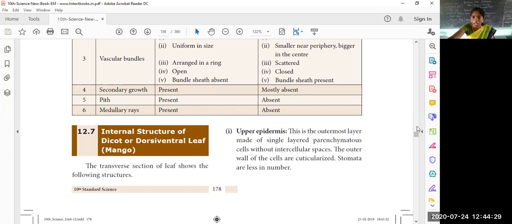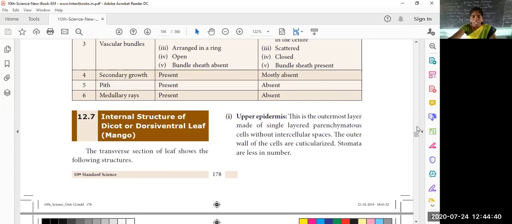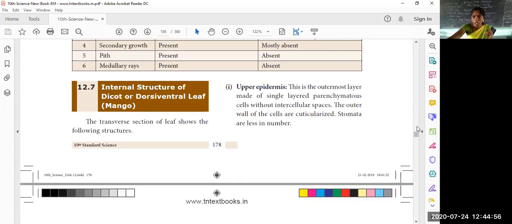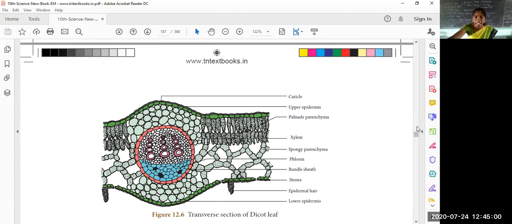First, the epidermis, upper and lower. The upper epidermis is the outermost layer, made up of a single layer of parenchyma cells without intercellular space. Here there is no space present. The outer walls of the cells are cuticularized, which means thick cuticles are present. Stomata are less in number here, so the upper epidermis has only a few stomata. Next, you may see the diagram.